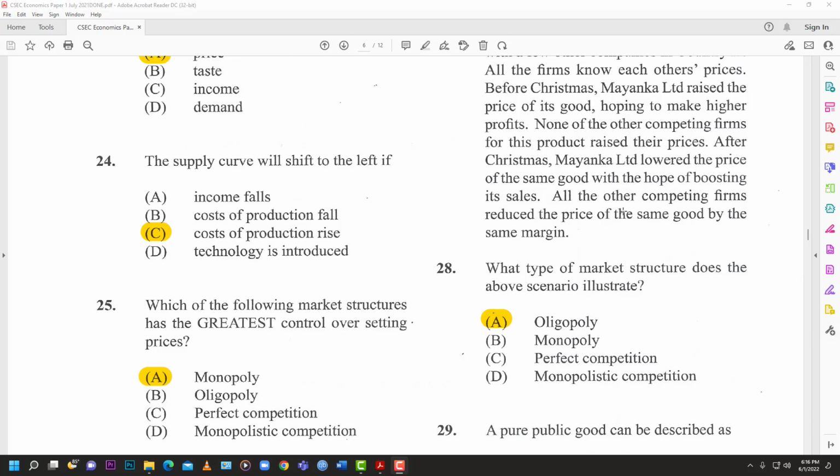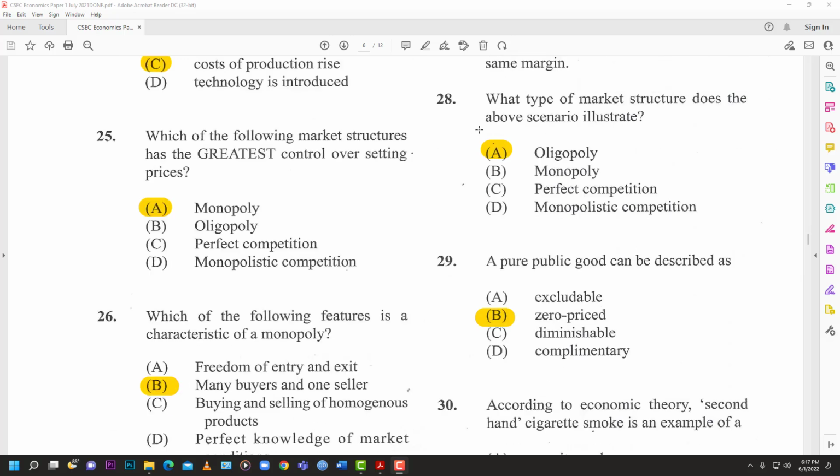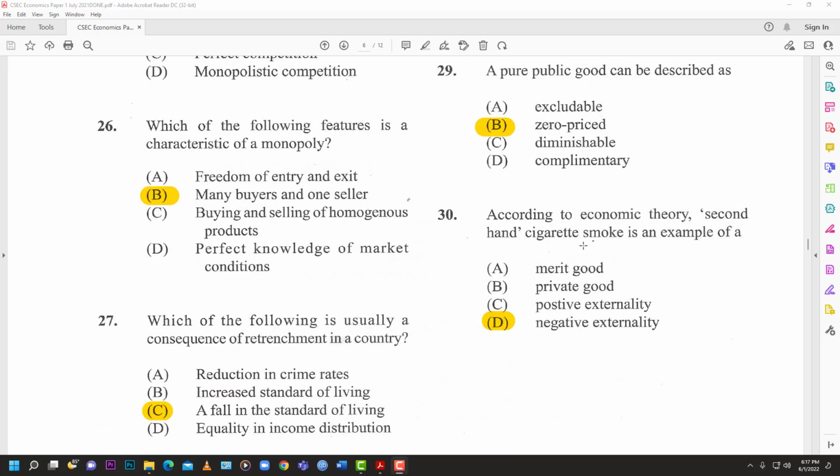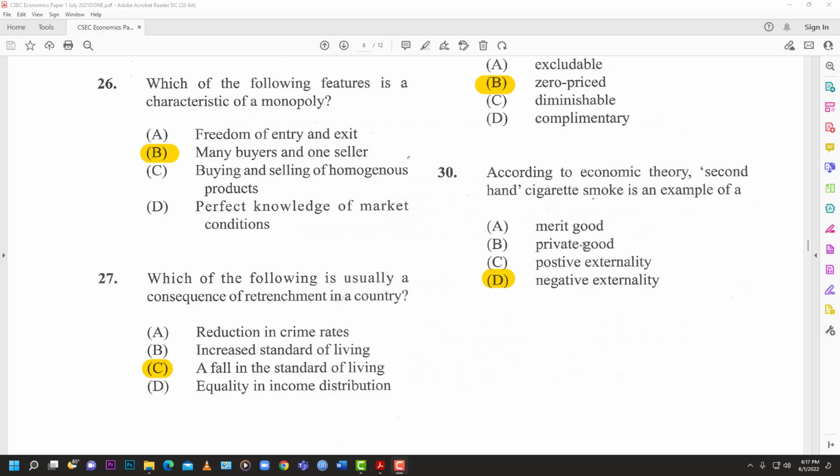Alright, 29. A pure public good can be described as B, zero priced. We have seen that already, zero priced. Number 30. According to the economic theory, second-hand cigarette smoke is an example of a D, negative externality. Negative externality. Alright, so that's part 1 of the May-June 2021 Econ Paper 1 for CSEC.